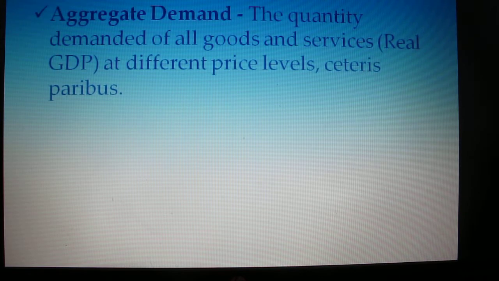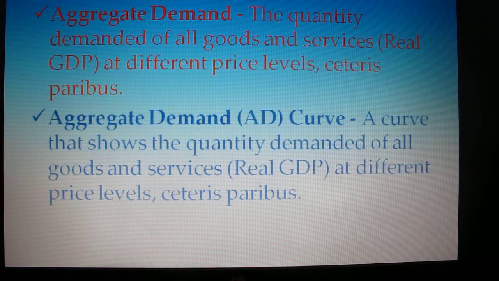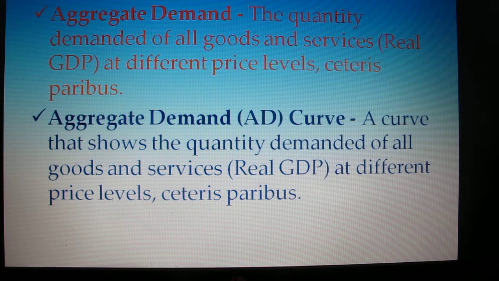Okay, so first, let's start off with aggregate demand. Aggregate demand is the quantity demanded of all goods and services, or real GDP, at different price levels, ceteris paribus. A thing to remember about the aggregate demand curve is, just like the demand curve we covered when we were almost covering microeconomics, it's a downward sloping curve, so it looks a lot like that demand curve we talked about before, but it's an aggregated amount of goods. It's the goods and services produced throughout the entire society.